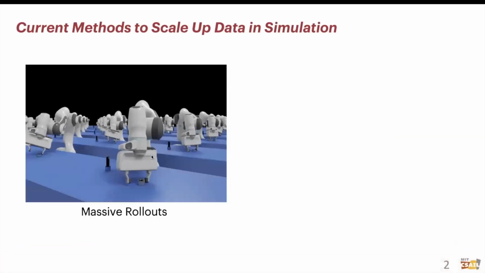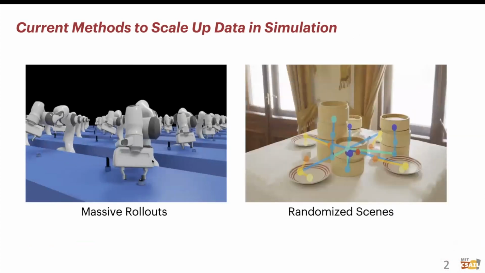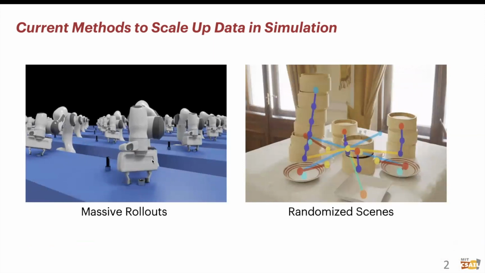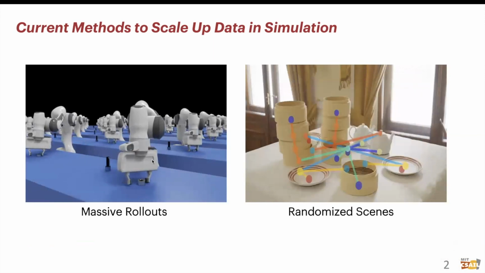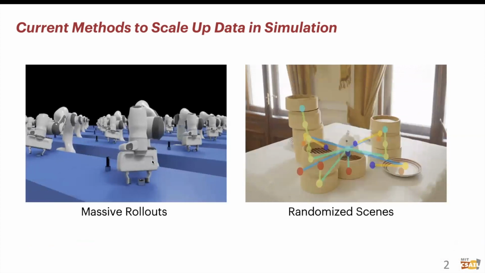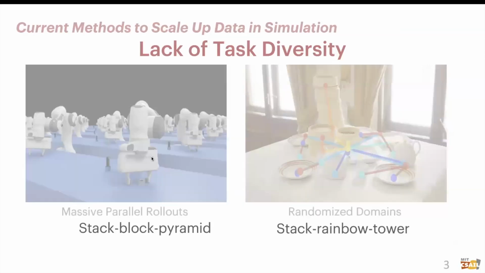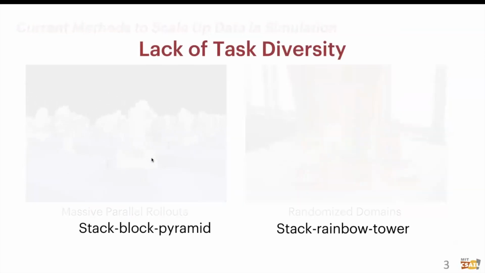In robotic simulation environments, prior works have generated massive amounts of rollouts in parallel to train policies and have applied domain randomizations to create diverse scenes. This helps with generalizing over initial scenes and robot states. However, we are still missing the task level diversity, and thus our policy usually cannot generalize to new tasks. For instance, a robot that can stack a pyramid might not be able to stack a tower.